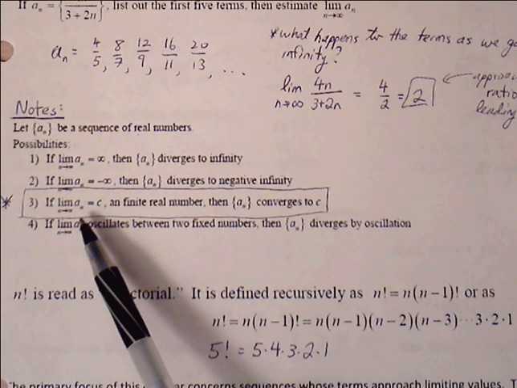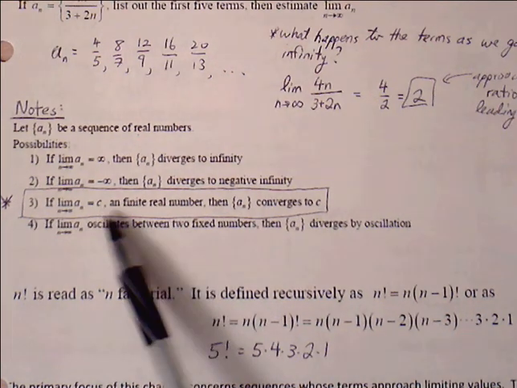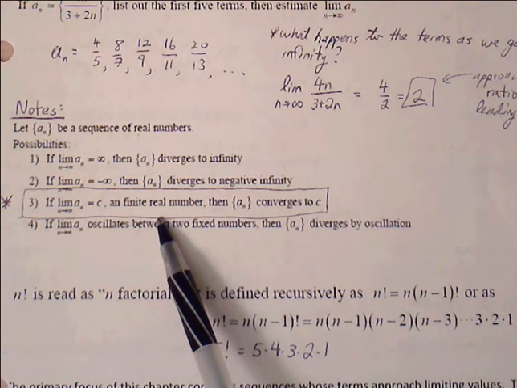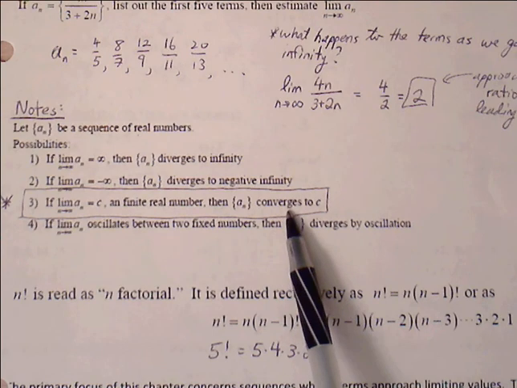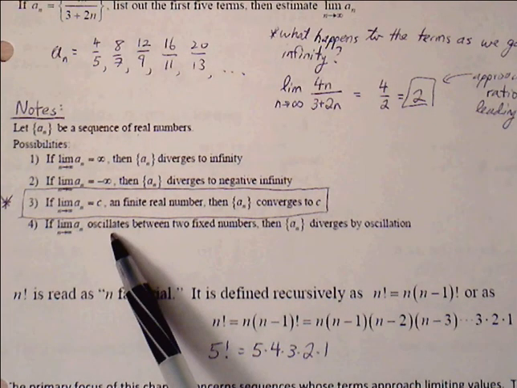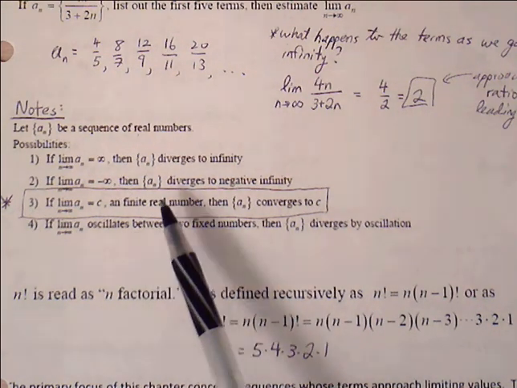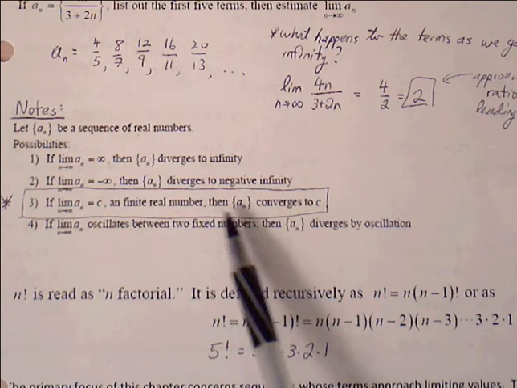However, if the limit of a sub n as n approaches infinity is equal to c, meaning that it's a finite real number, so think of this as a limit where our value keeps getting closer and closer towards a specific real number, then we say that our sequence converges to that finite number, c. If the limit of a sub n oscillates between two fixed numbers, then our sequence diverges by oscillation.